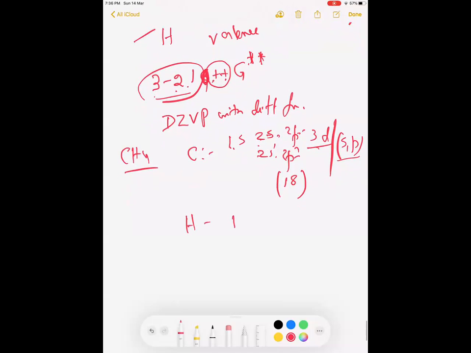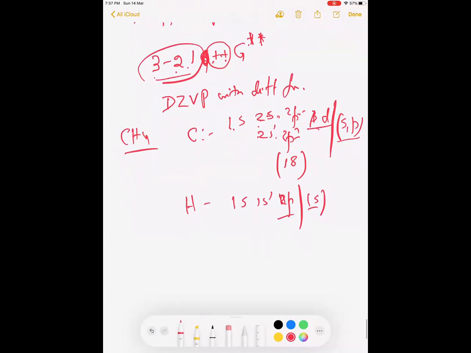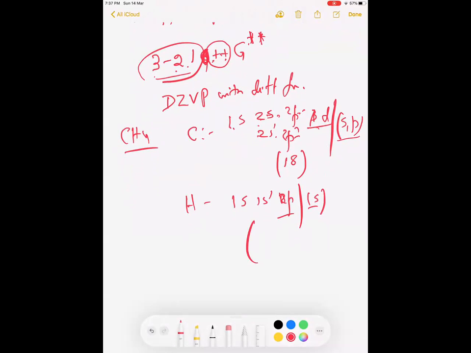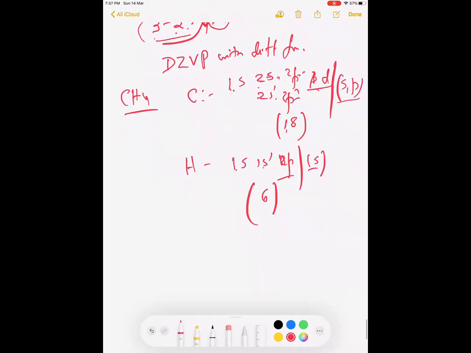For the hydrogen, I have again double zeta valence. The 3 is not important here. So it is 1s, 1s prime, because hydrogen doesn't have a core. So 1s, 1s prime, and then a p function. 2 is not important, 3 is not important, a p function. And then one set of diffuse functions on the valence, which is just S. So what is the number here? 1 plus 1 plus 3, that's the DZP, 5. Plus 1 more, so 6. So now what's the total number of atomic orbitals? 18 plus 4 into 6. There are 4 hydrogens. So for methane, it is 18 plus 4 into 6, 24, which is 42.